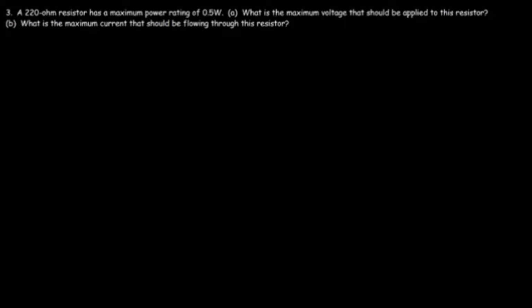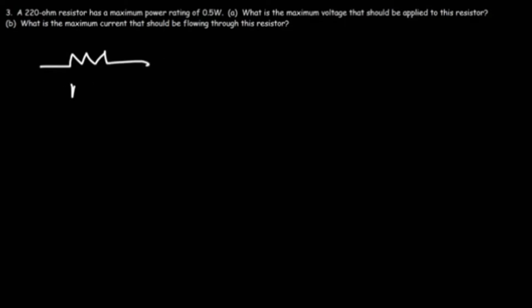Now when you buy a resistor, there's two pieces of information that you'll be given. That is the value of the resistor, the resistance, and the maximum power that it can handle. So once you have that information, when you're designing a circuit, you can determine what is the maximum voltage that you can safely apply to the resistor, or the maximum current that should be flowing through this resistor. And this example problem will help us to do that.